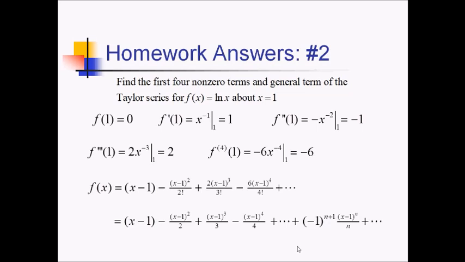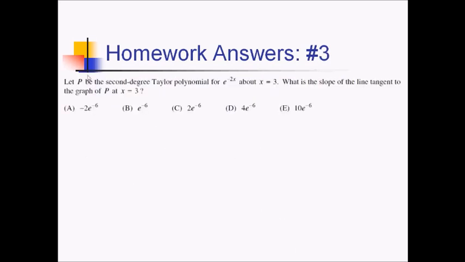So there we go. On this problem, they're giving us that p is the second degree Taylor polynomial for e to the negative 2x about x equals 3. Based off of this, they want the slope of the line tangent to the graph of p at x equals 3. Well, the second degree Taylor polynomial is accurate up to 2 derivatives in terms of information it shares with the original function. It has the original function value at x equals 3.